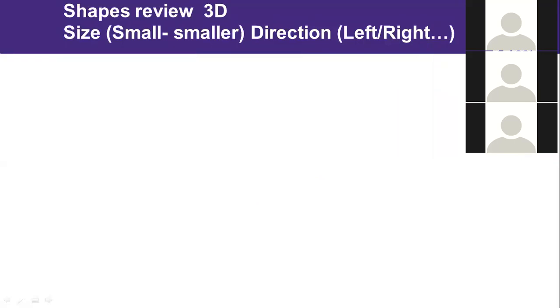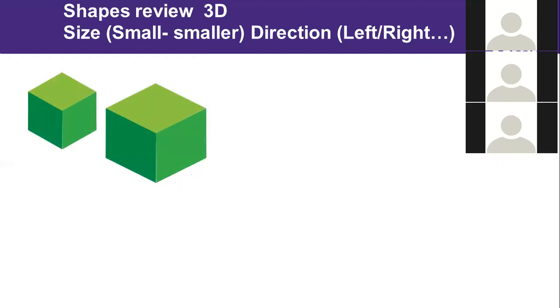Now we're looking at our 3D objects. There's a cube for us. What color is this cube? Anyone who remembers the color of the cube? Green. Green, well done. And can you also see the different sizes? Yes, small and big. That's a small one and a big one, good.